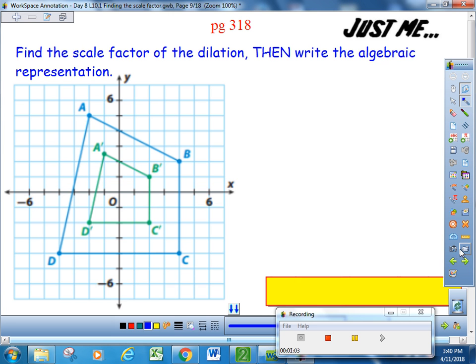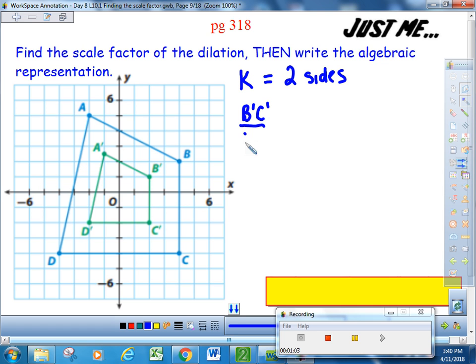Okay, this is just me, so pencils down and you can just watch. Again, we're going to find the scale factor. So when you need to find the scale factor, you want to find k, you need to look at 2 sides. I only need the measurements of 2 sides. So here's a vertical side and a horizontal side. So we're going to take those 2 sides. And you still got to write up your ratio with the letters. B prime C prime over BC.